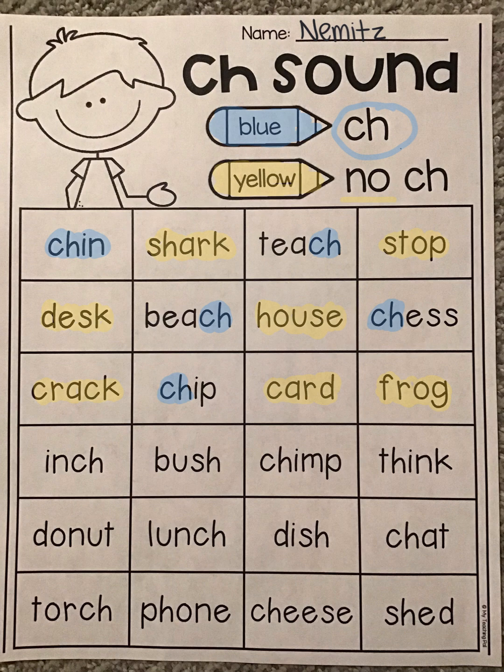All right, my CH digraph detectives, you are going to do the next 3 lines by yourself. Please read the word and decide if it has a CH digraph that says ch. And if it does, color it blue. If it does not, color it yellow. Way to go. Good luck.